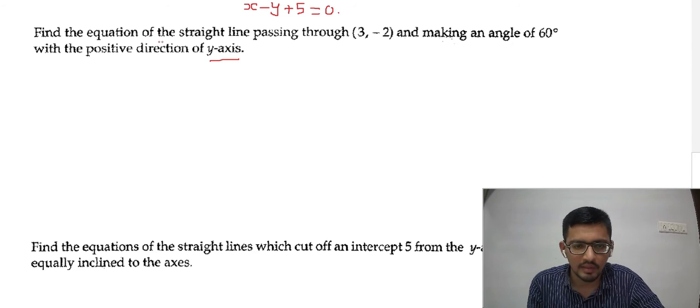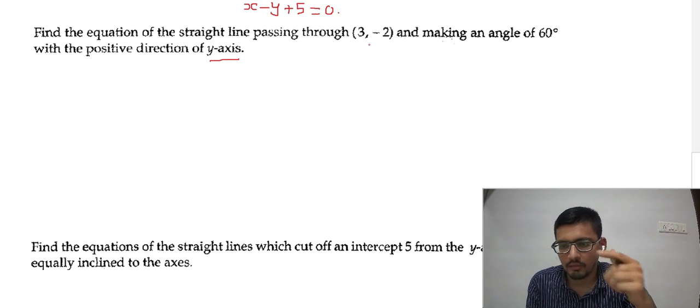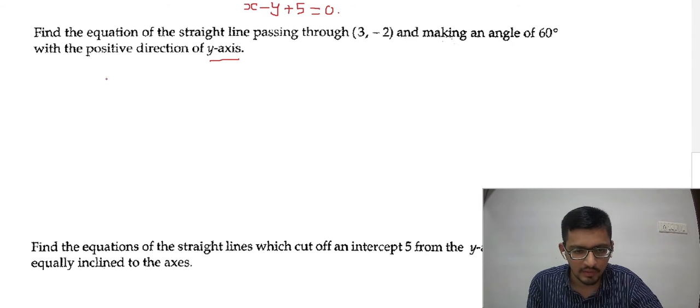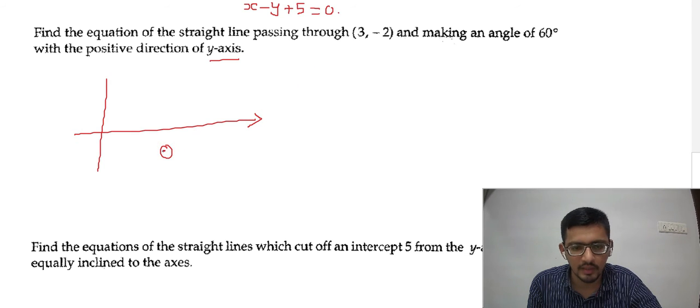Now listen here, the point is (3, -2), that means this will act as x1, y1. So once we have the point, our job is to find the slope. To understand this, let me draw a rough sketch here. The point (3, -2) will be somewhere here. Now what they're telling is this line is making an angle of 60 degrees with the positive direction of the y-axis.